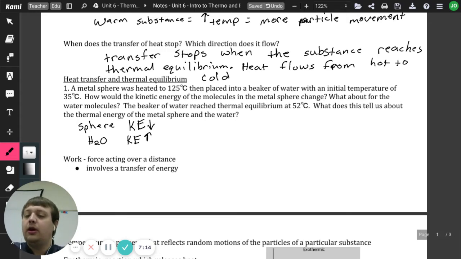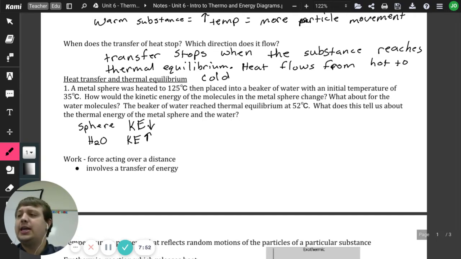And then the beaker of water reaches thermal equilibrium at 52 degrees Celsius. What does this tell you about the thermal energy of the metal sphere and the water? Well, looking at that, what do we see in terms of that transfer of energy? How did our temperature change? Well, from the sphere to the thermal equilibrium, we went from 125 down to 52. So 125 minus 52, so our temperature changed by a total of 73 degrees, right? Whereas the water went from 35 to 52. So that temperature is going to change by 17.